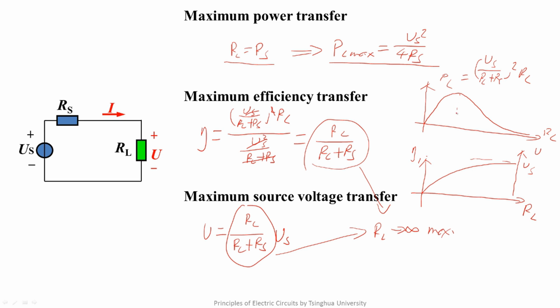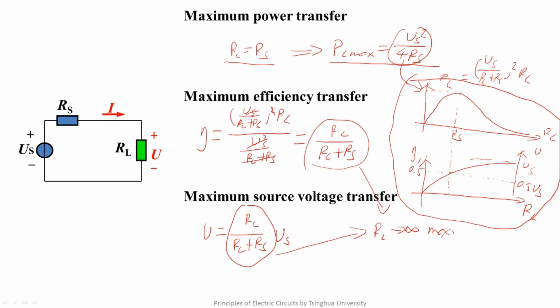When RL equals RS, it gets a maximum value. And the maximum value is US squared over 4 times RS. So we know through the previous discussion that the efficiency is 0.5 when RL equals RS. The voltage is 0.5 US. From these two figures, it's very clear that they are different power efficiency and voltage transfer functions for different RL values. You can find that they are hard to agree and attain the best result.